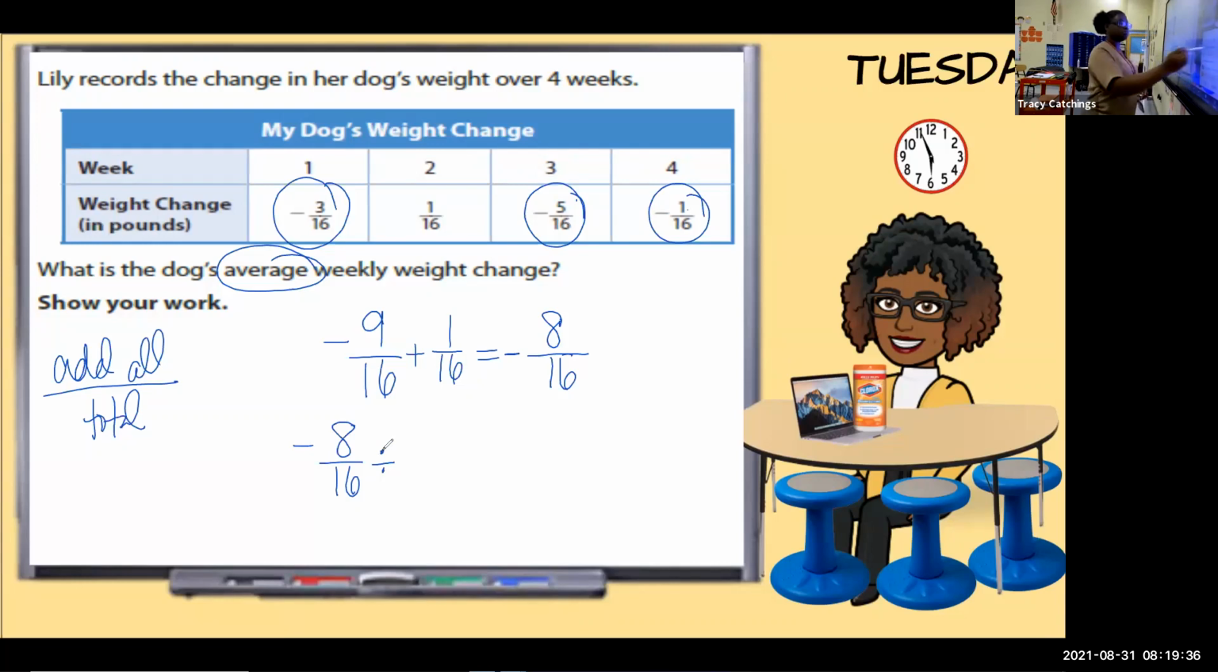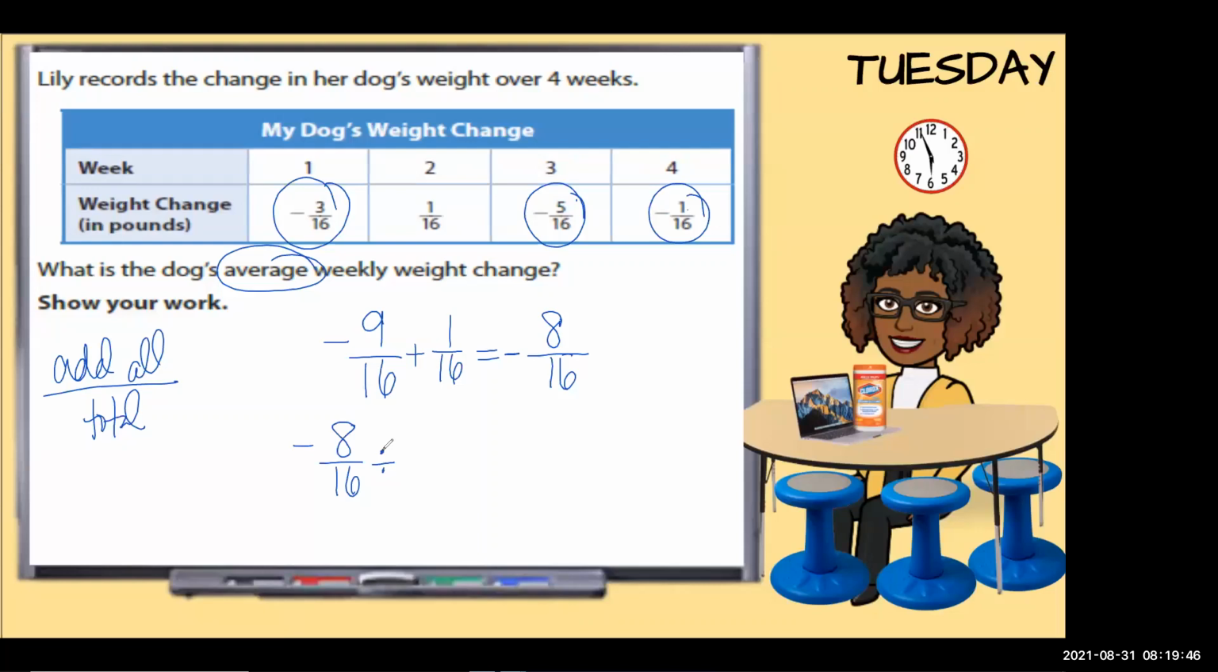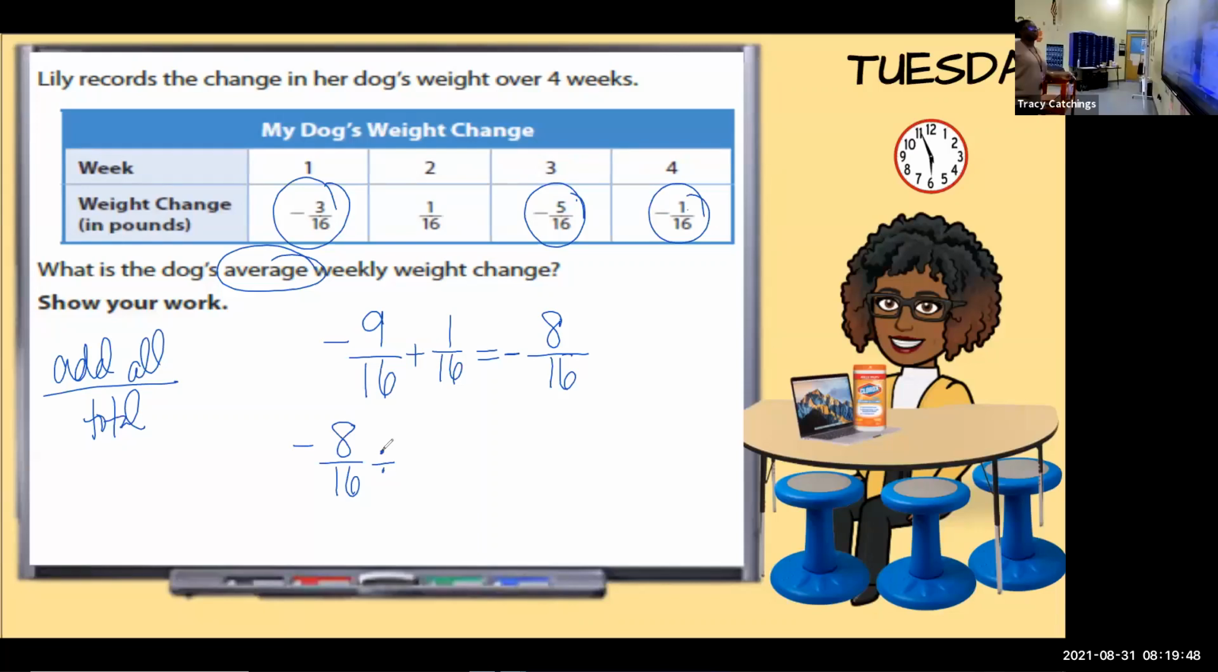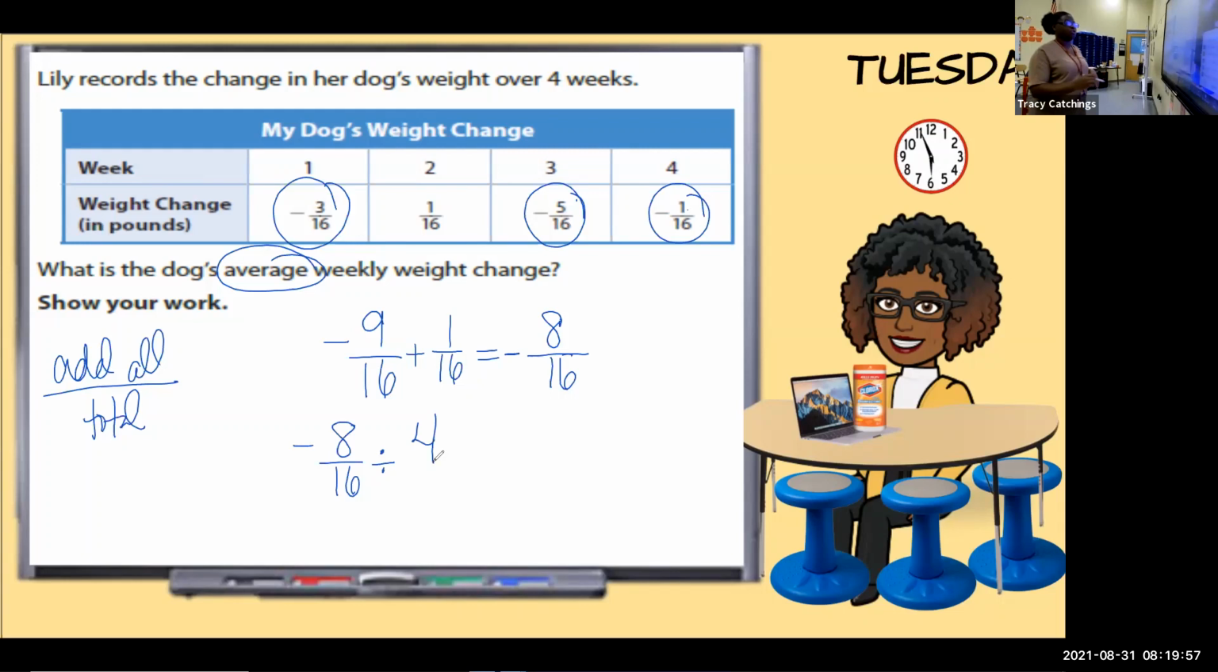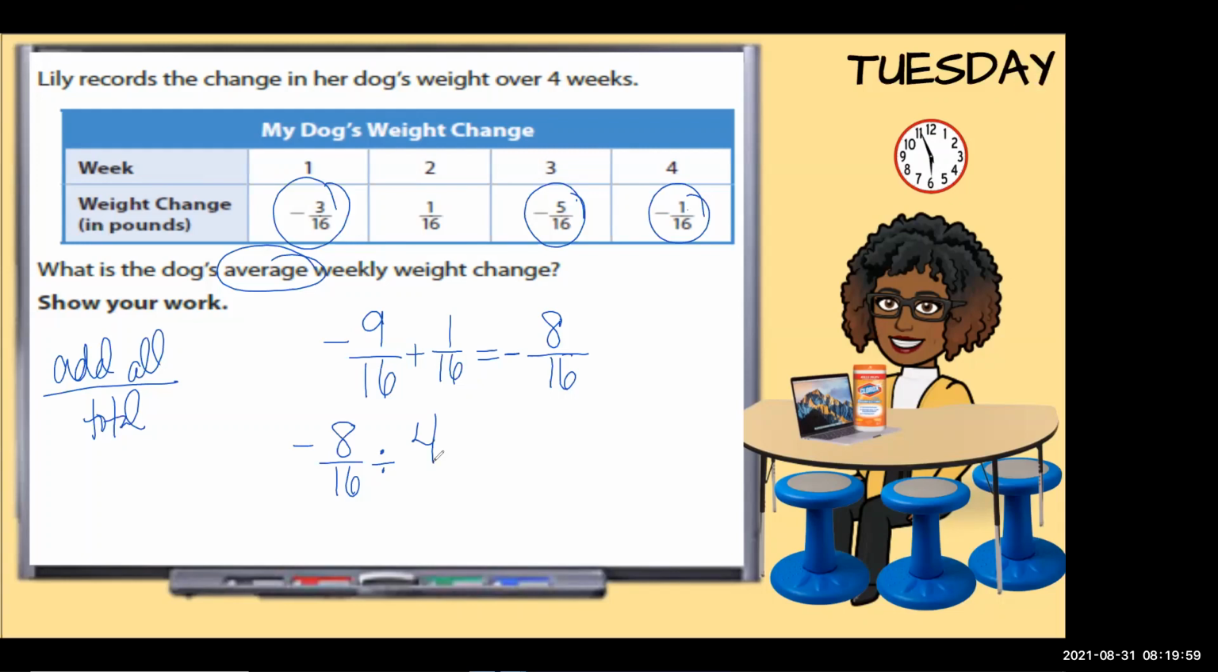What was our total? How many total numbers do we have? 4. Four is the whole number, so we could do what with it? Put a 1 as the denominator.